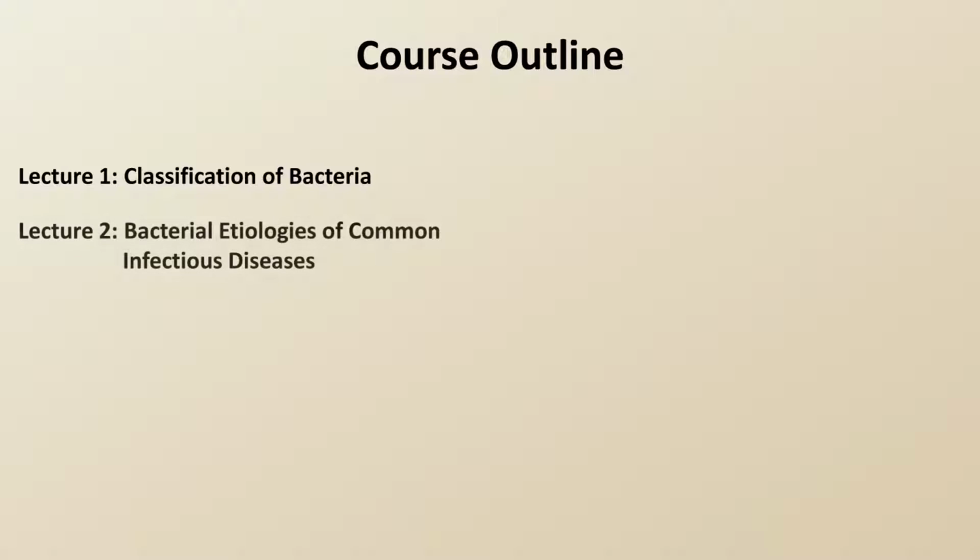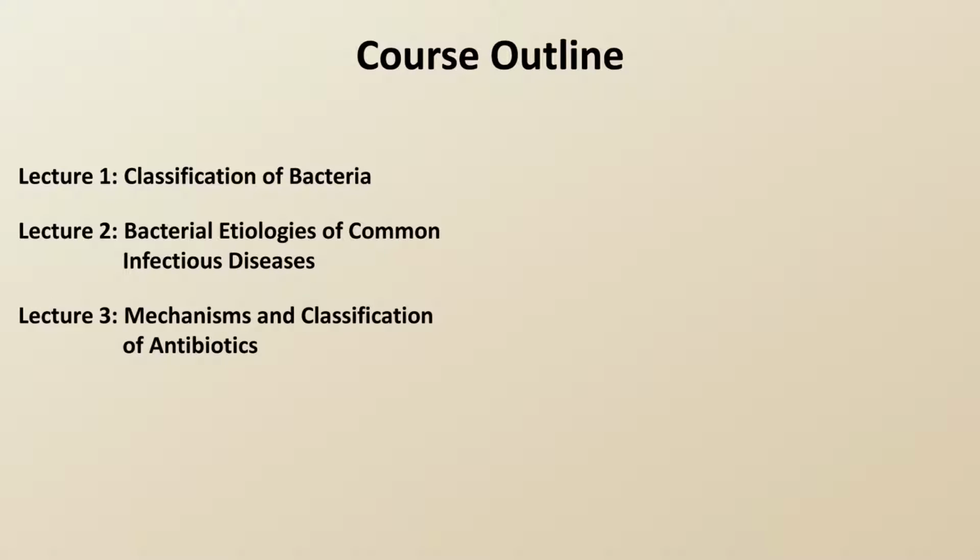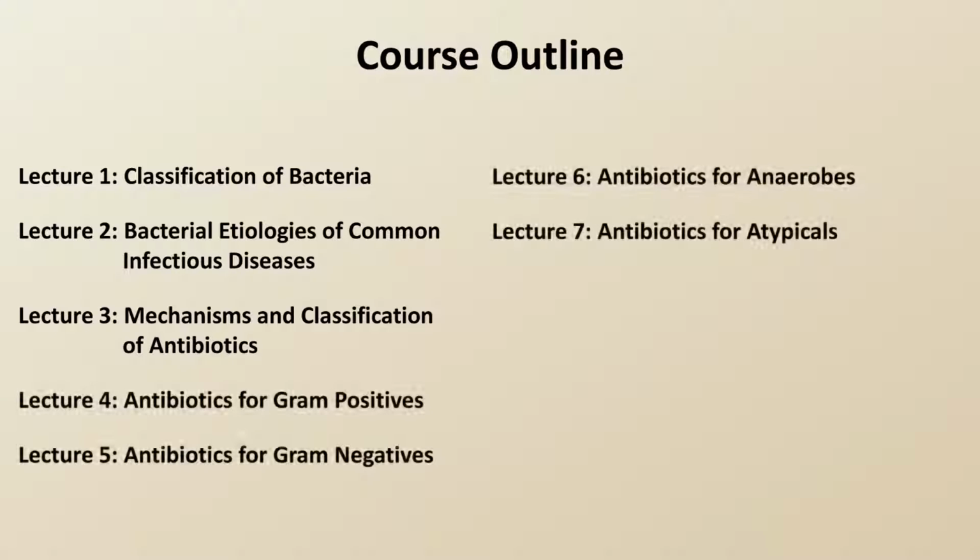Here's the course outline. Lecture 1 will discuss the classification of bacteria. Lecture 2 will discuss the bacterial etiologies of common infectious diseases. Lecture 3 will provide a classification scheme for antibiotics. Lectures 4 through 7 will discuss antibiotic selection for gram-positive, gram-negative, anaerobic, and atypical infections respectively.